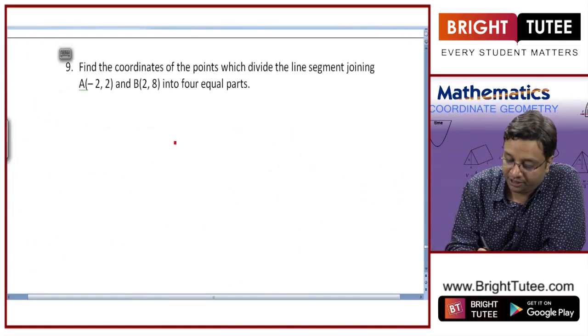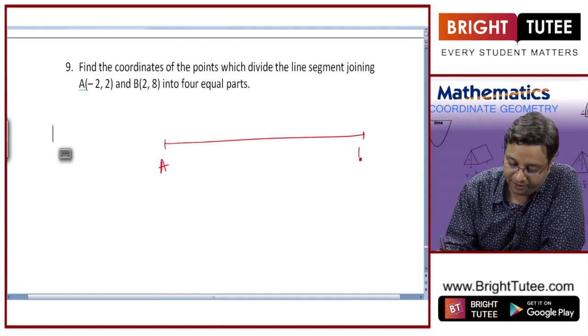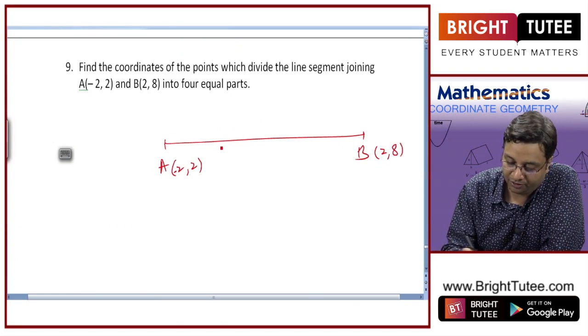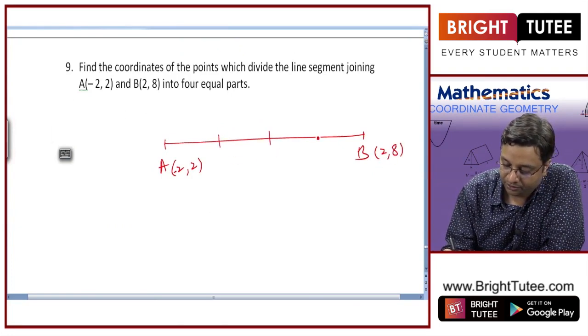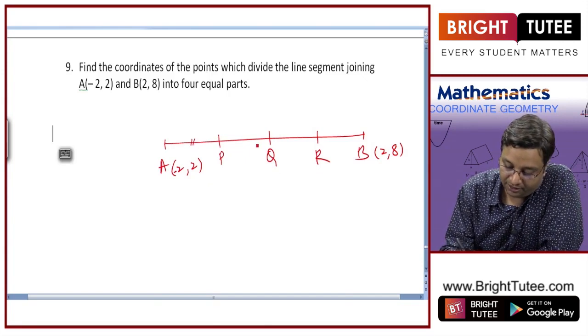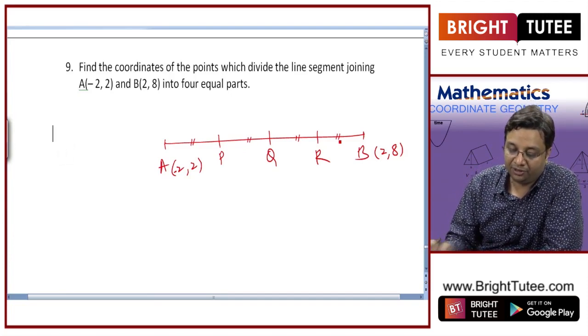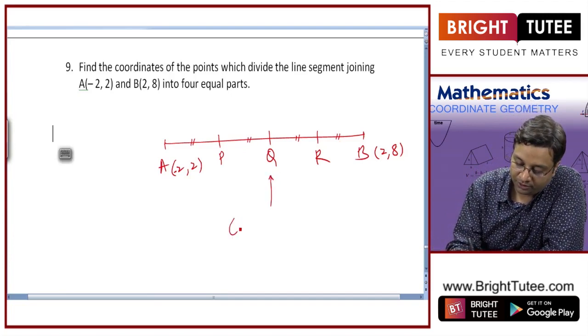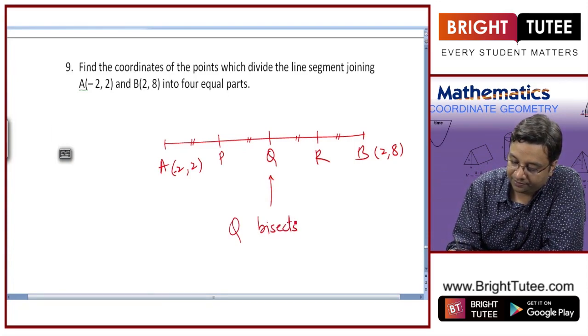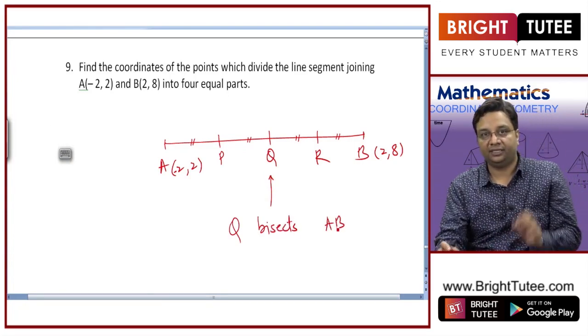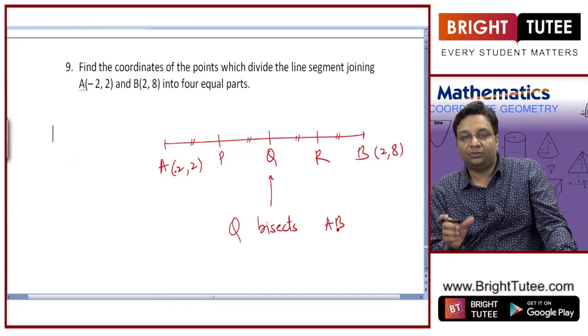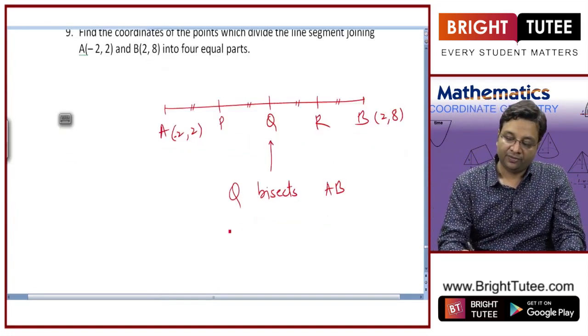Find the coordinates of the points which divide line segment AB in 4 equal parts: 1, 2, 3 and 4. So you need to find the coordinates of P, Q and R. This is equal to this, equal to this, equal to this. Now I can make this question very simple. If you observe, this point Q bisects segment AB. These are 4 equal parts, so AQ is equal to QB. So Q is just the midpoint of AB.